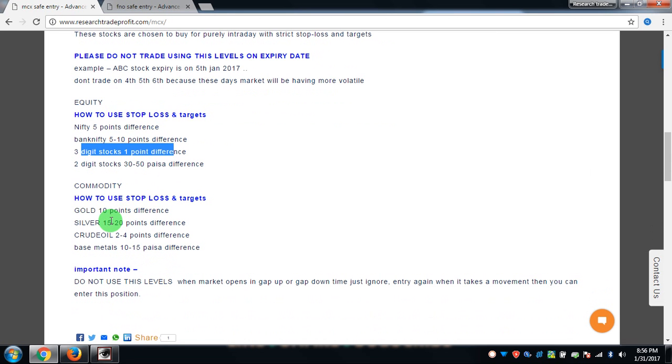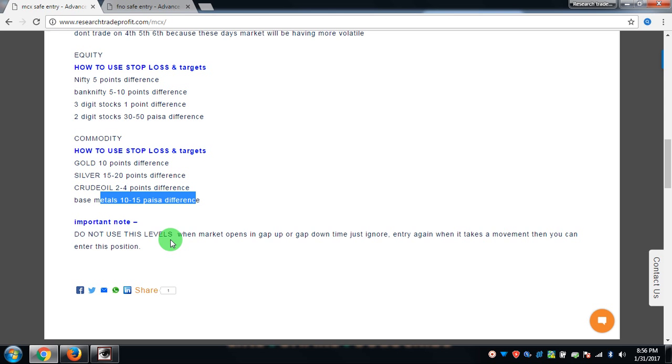Same way in commodity, gold 5 to 10 point difference you can maintain. Silver 15 to 20 point difference you can maintain in the stop loss. But in crude oil only a 2 to 4 point difference you have to maintain, and in base metals at least 10 to 15 paisa difference. So these are the things.